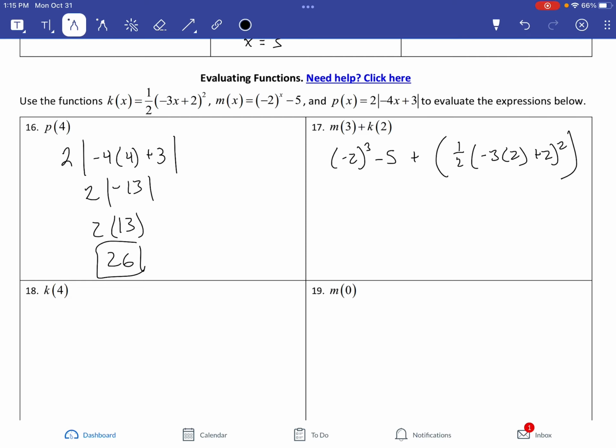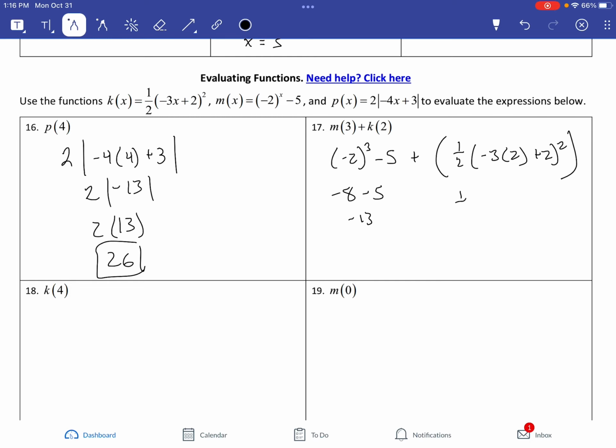So we're going to do the left side first. Negative 2 to the 3rd is negative 2 times negative 2 times negative 2, which gives you negative 8 minus 5. Negative 8 minus 5 is negative 13. All right, now we got the other side. From inside out, you go negative 3 times 2 is going to be negative 6. Negative 6 plus 2 is negative 4.